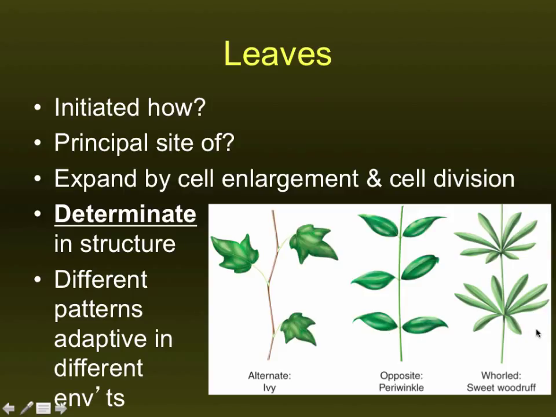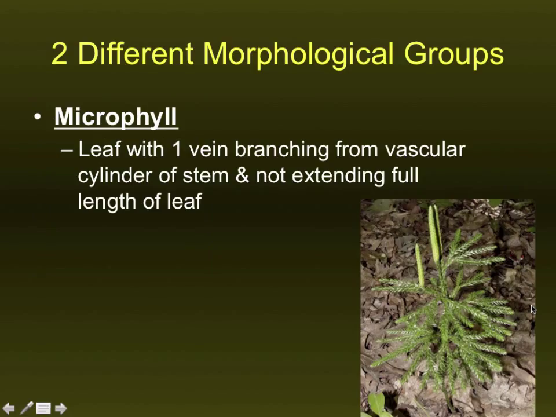And then a whorled leaf structure would be where you have more than 2 leaves per node, like in this plant over here. This would be like a bedstraw plant, for example. It's got a whorled leaf arrangement with multiple leaves per stem. There are different kinds of leaves as well, evolutionarily speaking and phylogenetically speaking.